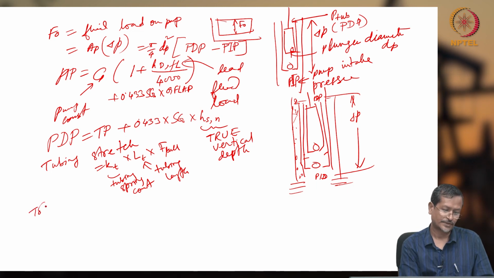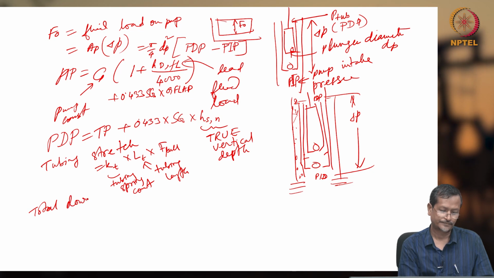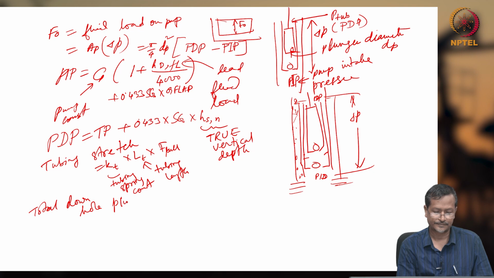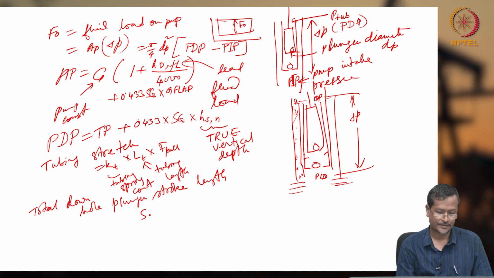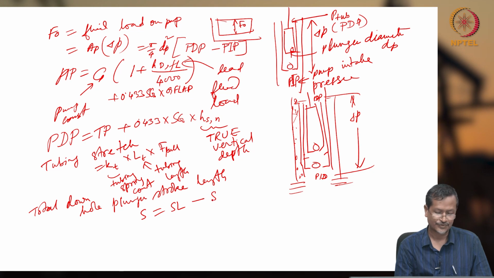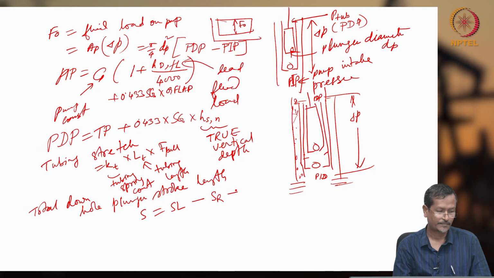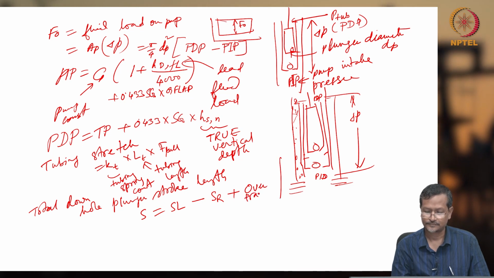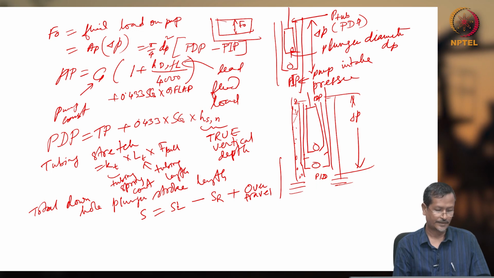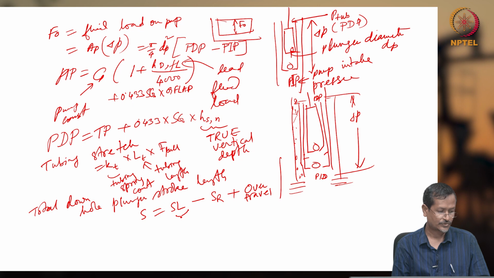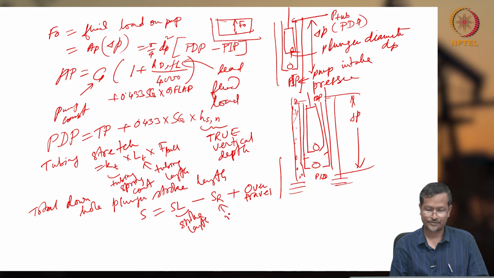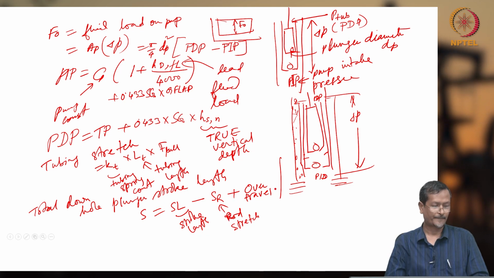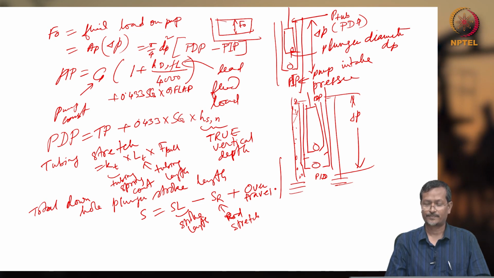Total downhole plunger stroke length, S, equals SL minus rod stretch plus overtravel. SL is the surface stroke length. The rod stretch, and overtravel. So in that way you can get the actual plunger stroke.